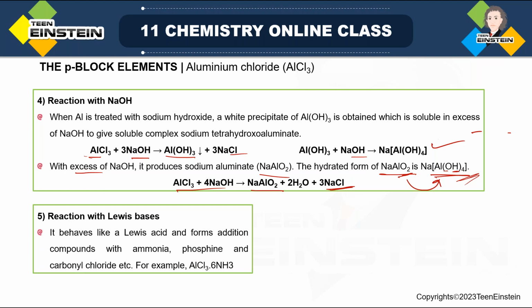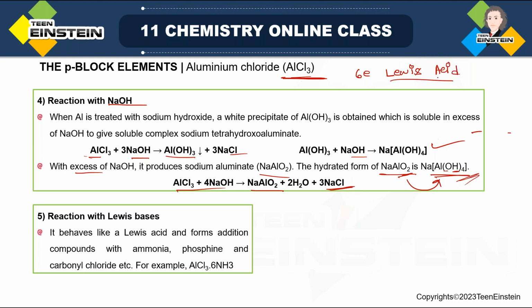Reaction with Lewis bases. So this is also a base, but it is not a Lewis base. It is NaOH, which is producing hydroxide ion. But a Lewis base is something else. Lewis base means which can donate an electron pair. As we know, AlCl3 is electron deficient in nature. There are a total of 6 electrons surrounding aluminium. So that is why it behaves as a Lewis acid. It is Lewis acidic in nature.